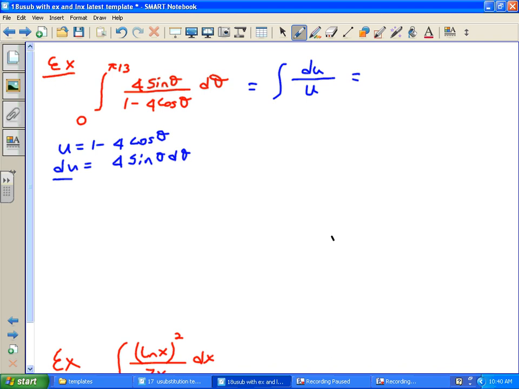And what is the integral of 1 over u? ln of the absolute value of u. Here, the absolute value will prove to be helpful when you go to the substitution of the limits. But let's bring in the original variable. Going from 0 to pi over 3.